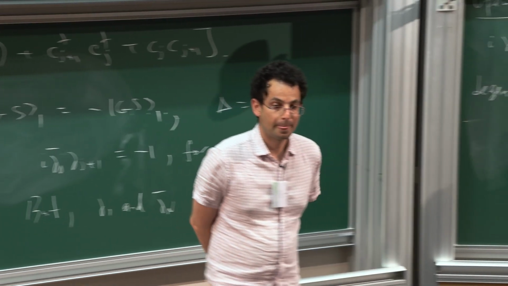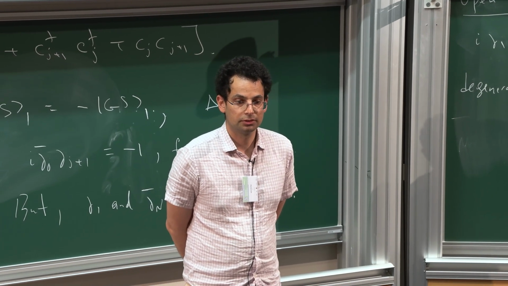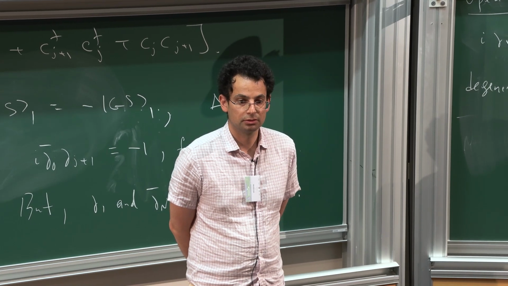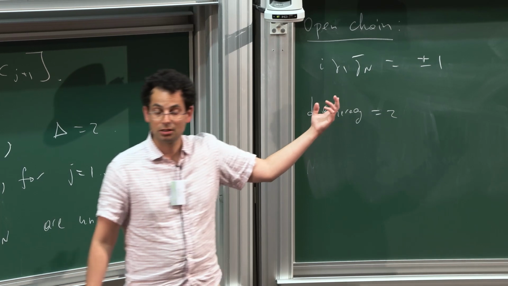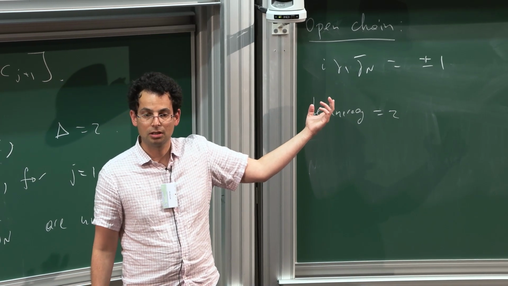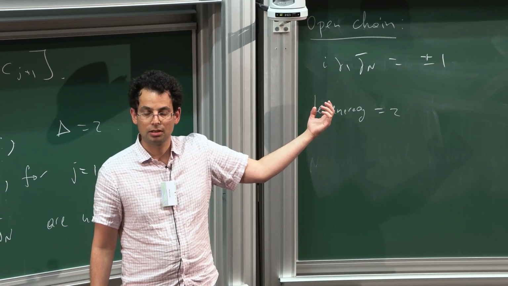Can I ask a question? Why do you have degeneracy 2 and not 4? Why can't you act just by gamma 1 on the ground state? But it's only twofold degeneracy, right? Because you consider acting with this operator gamma 1 and gamma n bar. But what if you just act with gamma 1?